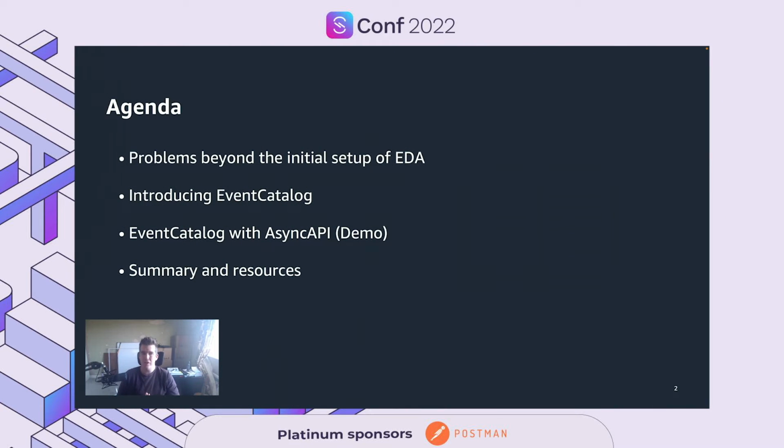So here's a quick agenda for you. We'll be diving into some initial problems that I see in the community, and problems that I've had in the past with that initial setup of event-driven architectures, and the problems you start to see emerge as time goes on.